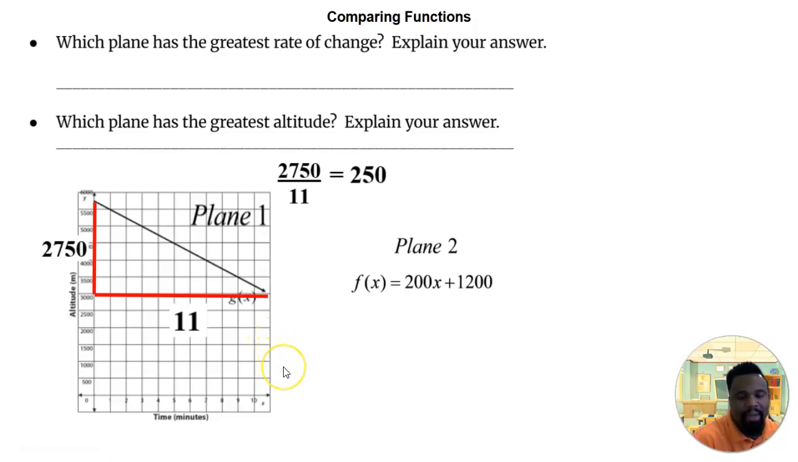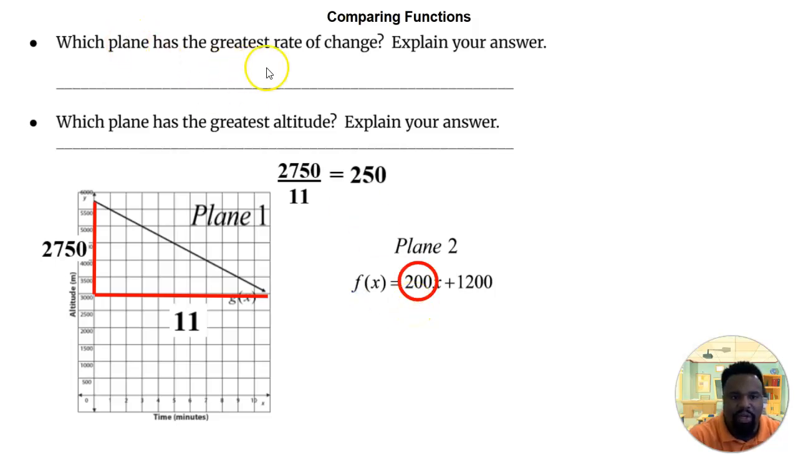If you look at plane 2, this is in your slope-intercept form, which is y equals mx plus b. M represents your rate of change. 200 is in place of m. All right, so 200 will be your rate of change. Now, look at your y-intercept.